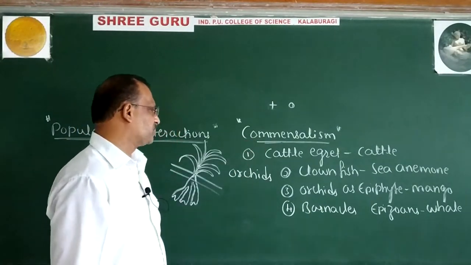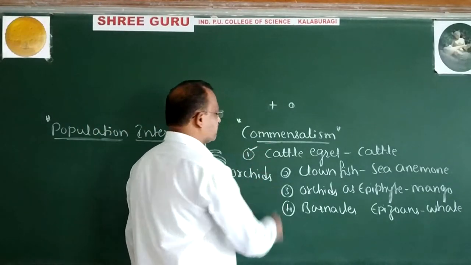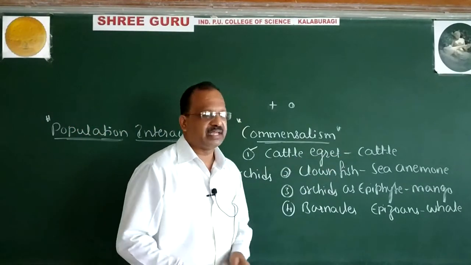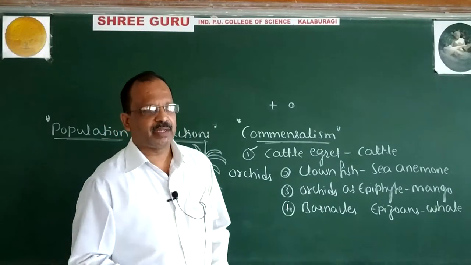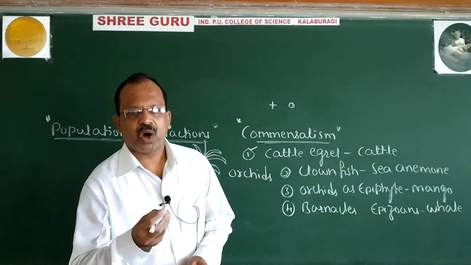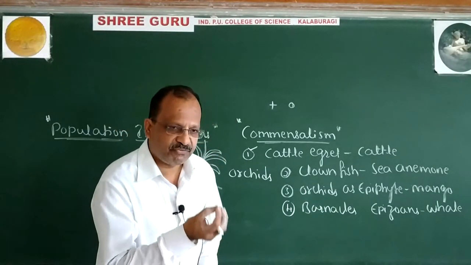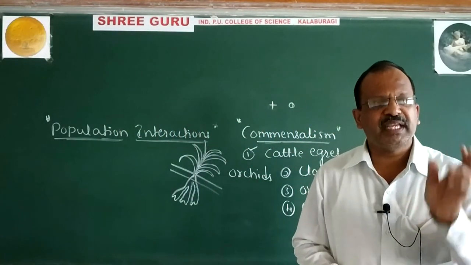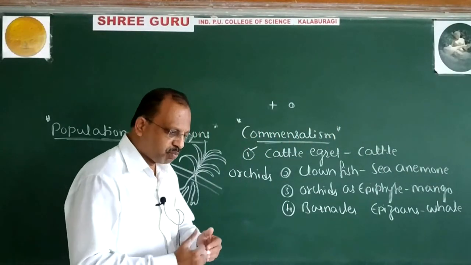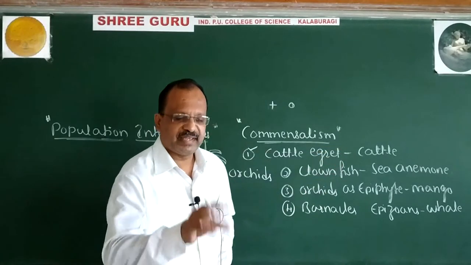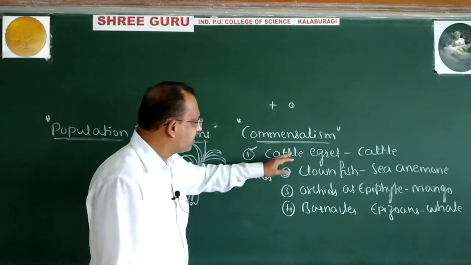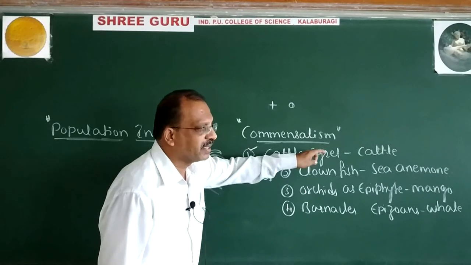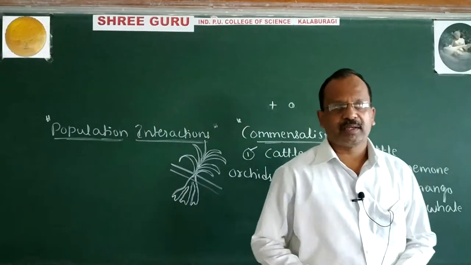Now look at the beautiful example quoted in the new NCERT syllabus: cattle egret with the grazing cattle. When livestock, such as cows, buffaloes or horses, graze on the grass, they cause movement that stirs up various types of insects. The cattle egret is a bird which follows the cattle and catches and feeds on the insects. Here the benefit is for the cattle egret, but there is no benefit nor harm for the grazing cattle.